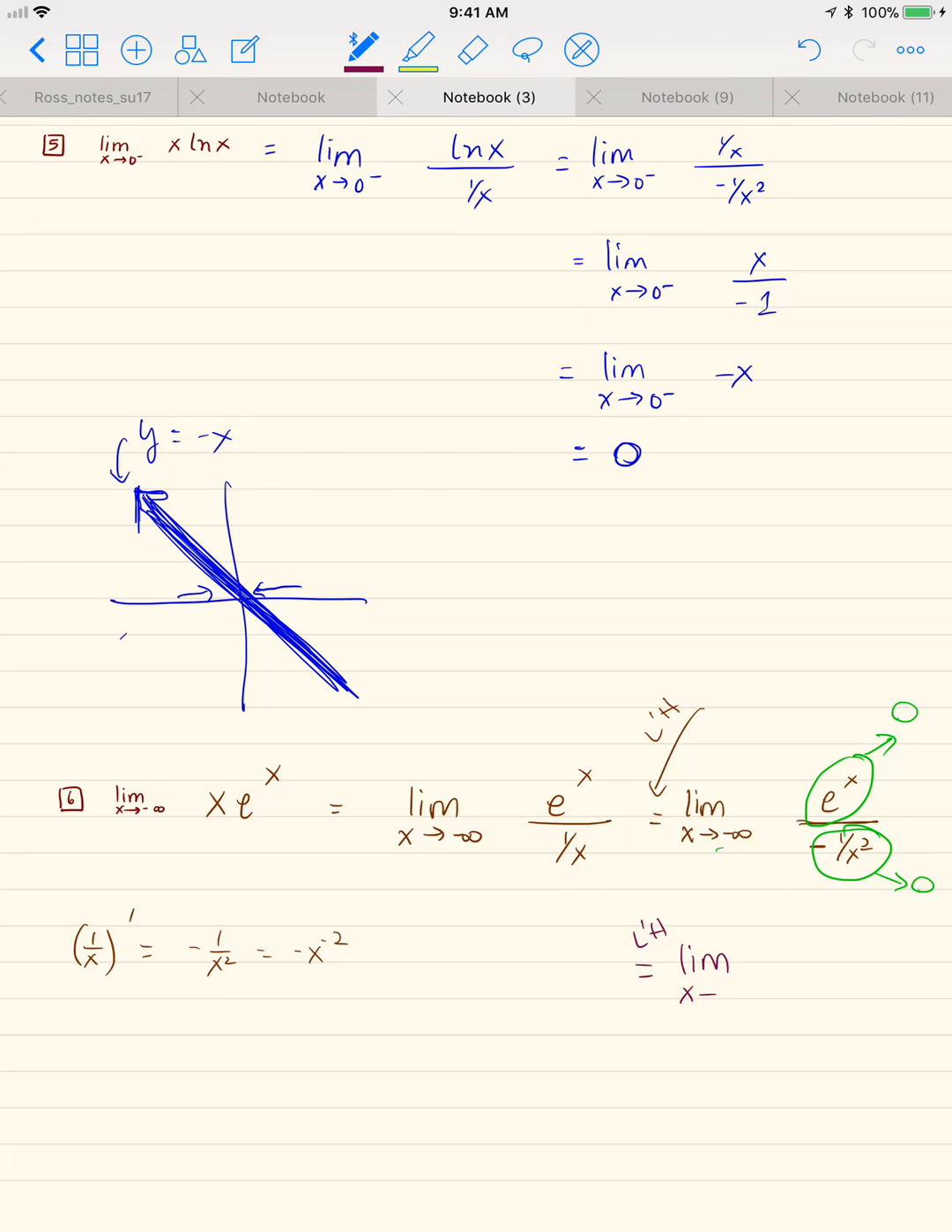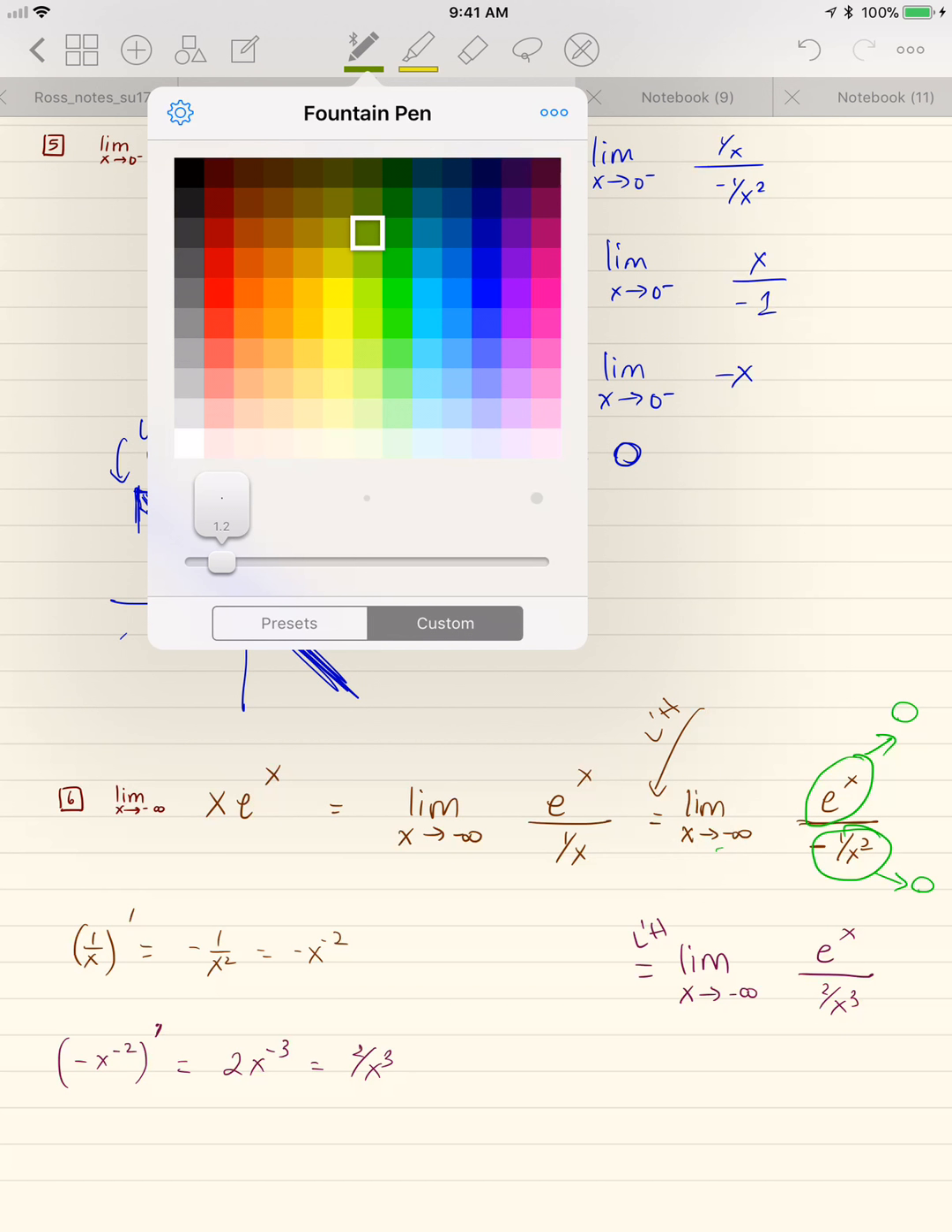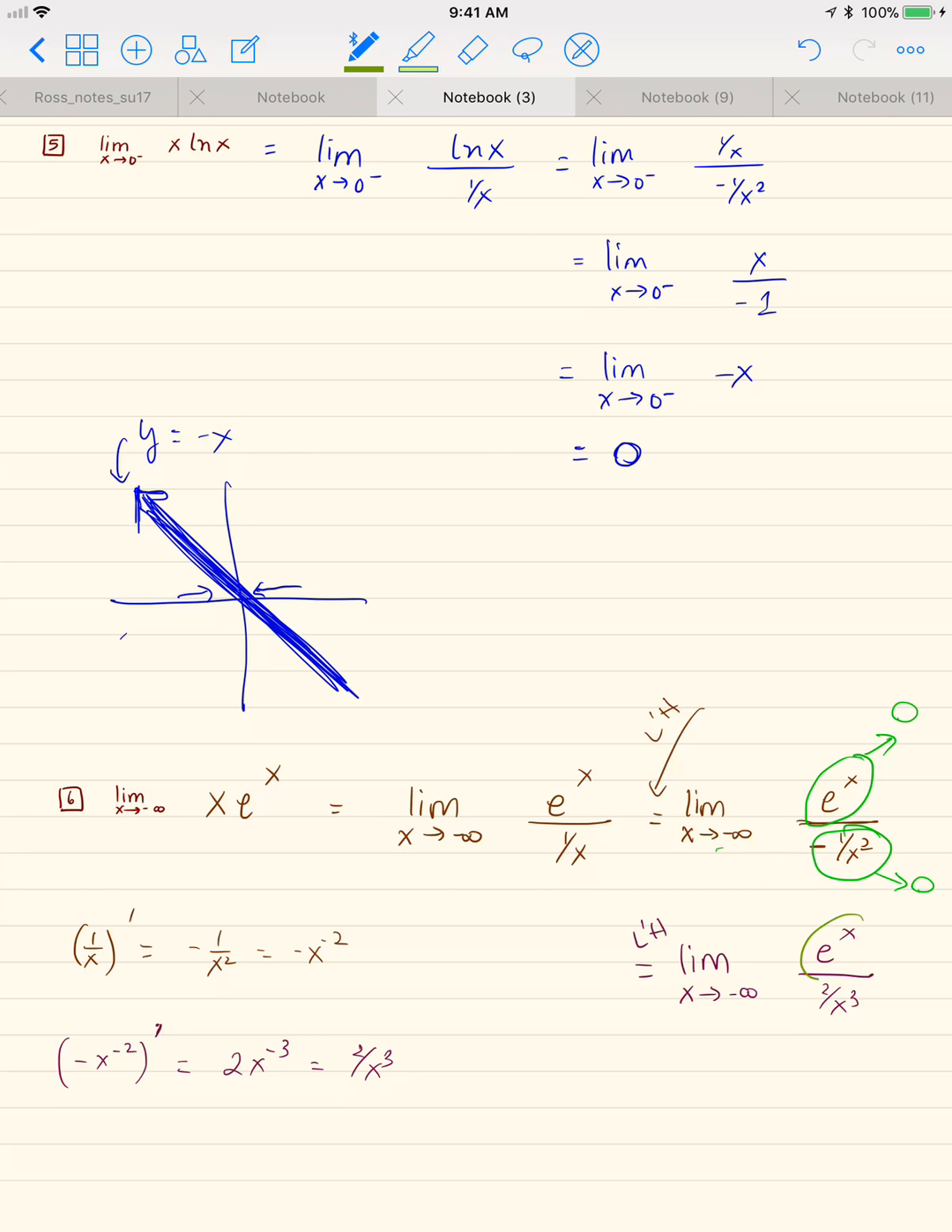Limit as x goes to negative infinity. The derivative of the numerator is e to the x. What about the denominator? So if I have negative x to the negative 2, and I want to take the derivative of that, I'm going to get 2x to the negative 3, right, which is 2 over x cubed. So I have 2 over x cubed, okay? And when I take the limit, the numerator is going to be going to 0 as x goes to negative infinity. The denominator is also going to be going to 0.